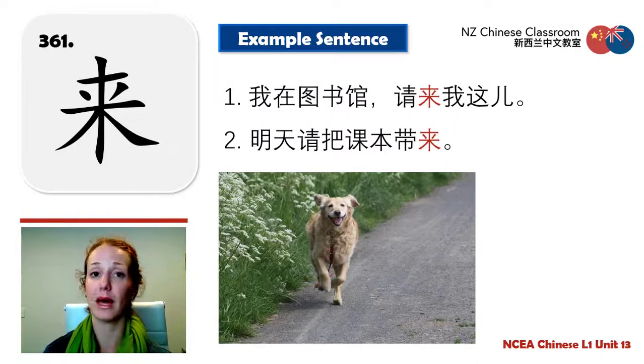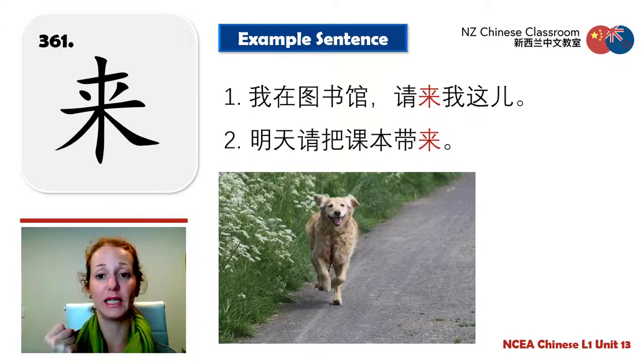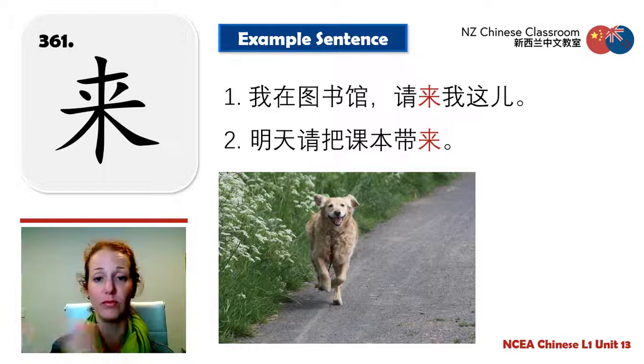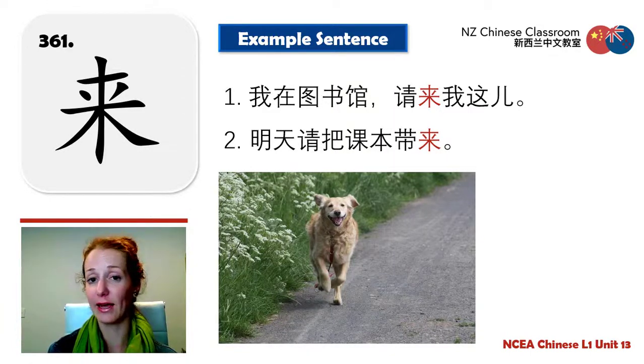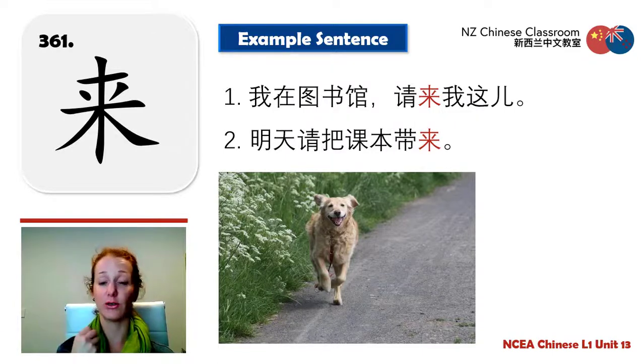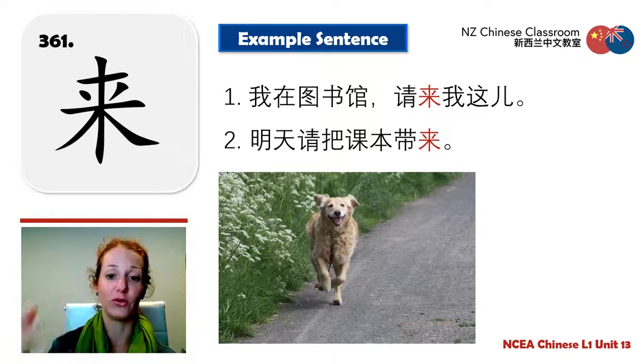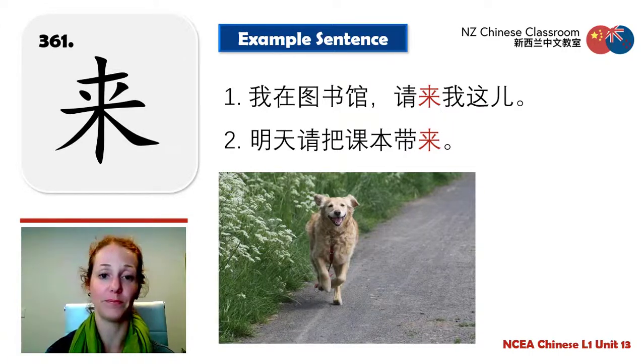明天请把课本带来. Tomorrow, please 把课本带来. So the 把 structure means the disposal, the movement of something. So what is it? The 课本, the textbook, and 带, to bring. 来 showing the direction where you're bringing it. Bring it. So to take and to bring close.